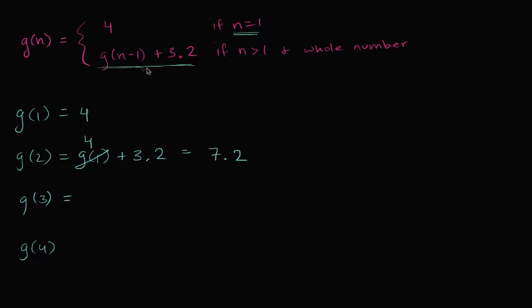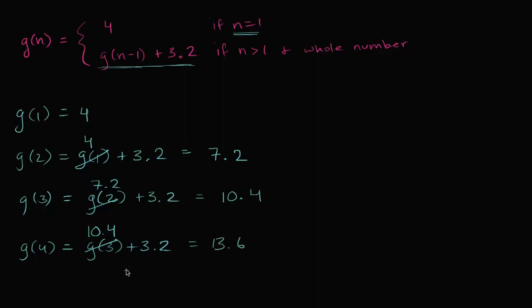All right, let's keep going. G of 3. We're going to fall into this case again because 3 is greater than 1 and it's a whole number. So this is going to be g of 3 minus 1, or g of 2, plus 3.2. Well, we know what g of 2 is. It's 7.2. 7.2 plus 3.2 is going to be equal to 10.4. And then g of 4, well, we fall here again. This is going to be g of 3 plus 3.2. Well, g of 3 we just figured out is 10.4. 10.4 plus 3.2 is going to be 13.6.